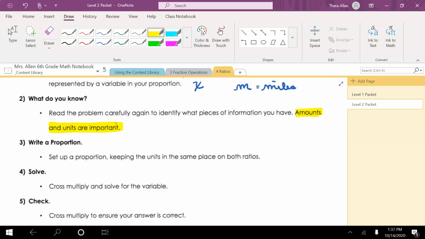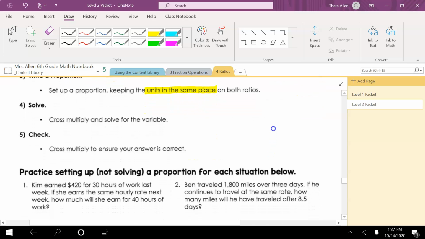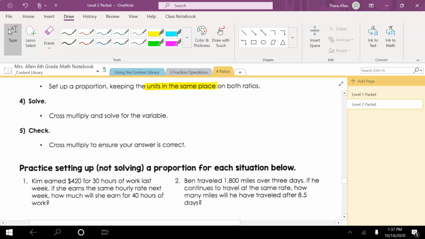Next, we're going to write a proportion. We're going to set up a proportion keeping the units in the same place on both ratios. So the units have to be in the same place for both ratios. And we're going to talk about this as we do a few examples. Then we cross multiply and solve. And at the very end, you cross multiply again to check. But this is after you put your answer back in for your variable. Put your answer back into the problem, or we'll say the proportion.